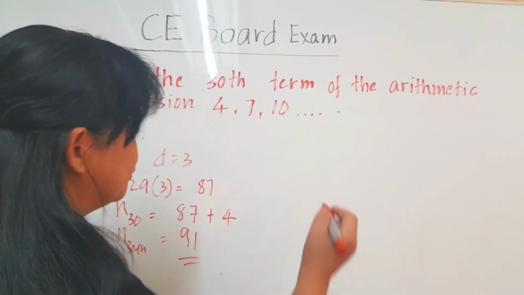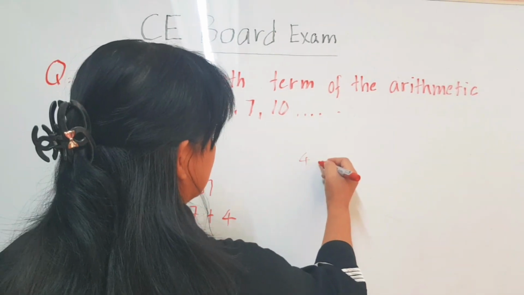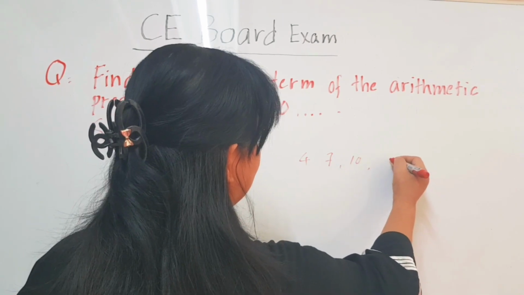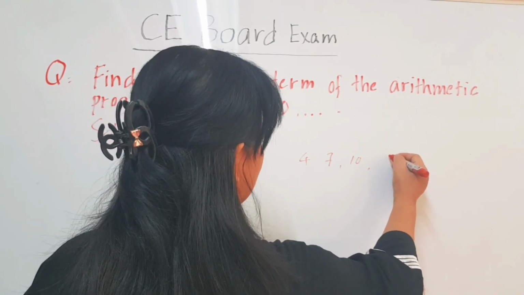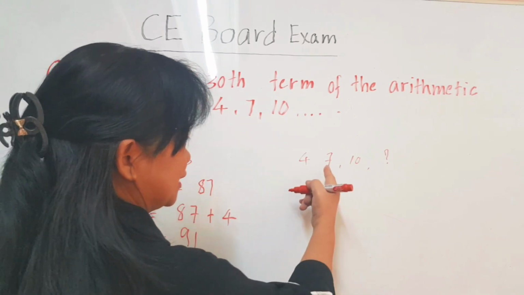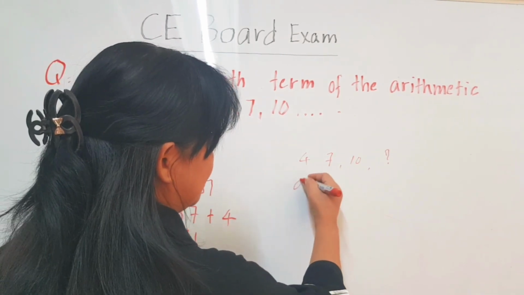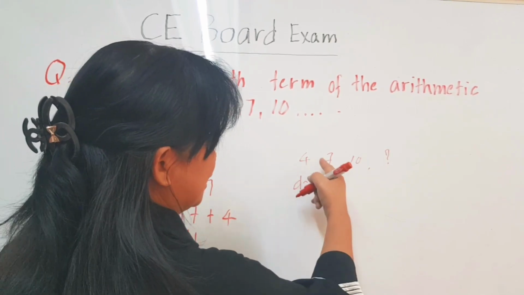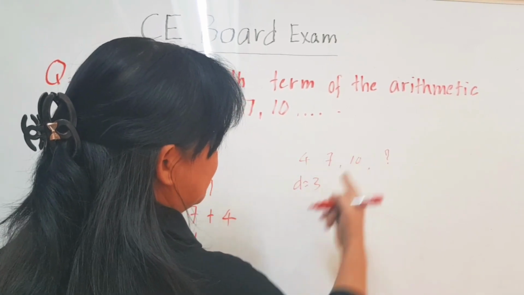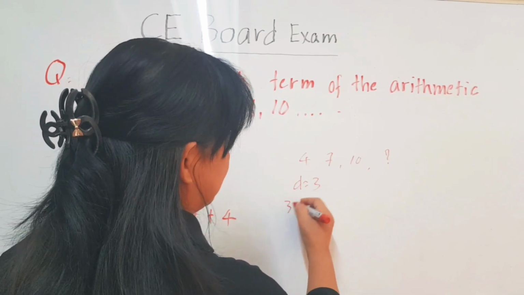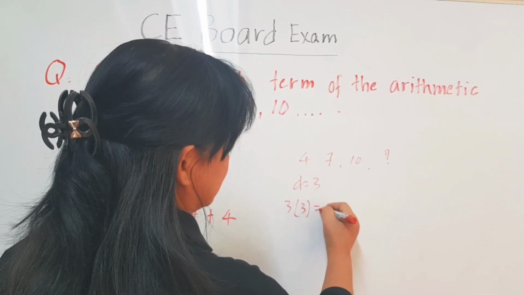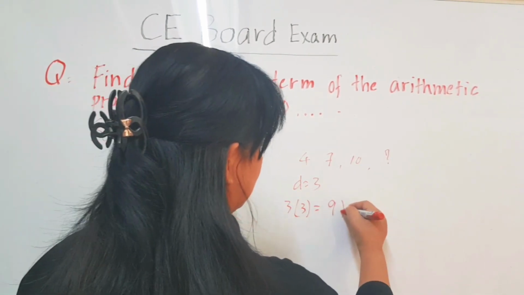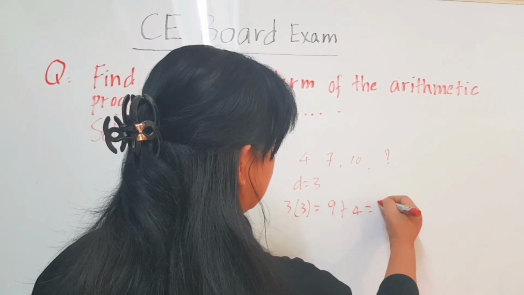This is the 30th term. Like for example, this one, 4, 7, 10. Now for example, what is the fourth term? We're looking for this one. By inspection, the constant difference is equal to 3. Now how many times? 1, 2, 3, before it reaches the 4th term. So 3 times 3 is equal to 9, plus the first term, which is equal to 4. That means 9 plus 4 is equal to 13.